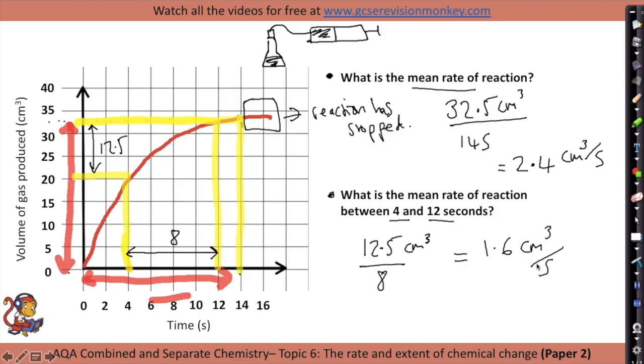If you are doing higher tier, you may also have to do rate of reaction calculations in other units, for example moles per second. So you won't see that on foundation, but you might see those kind of units on a higher tier paper.